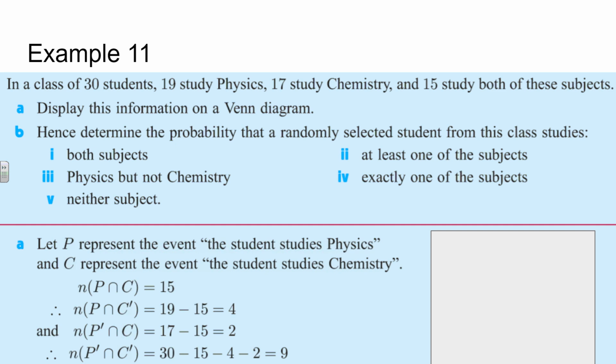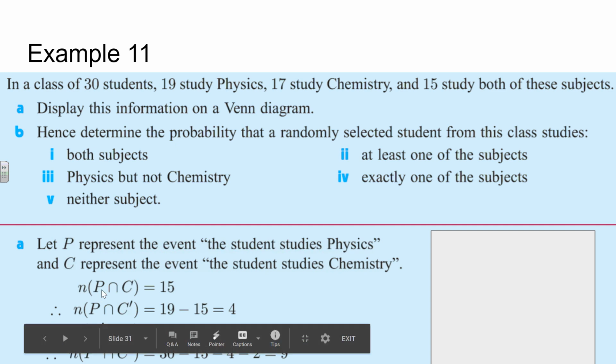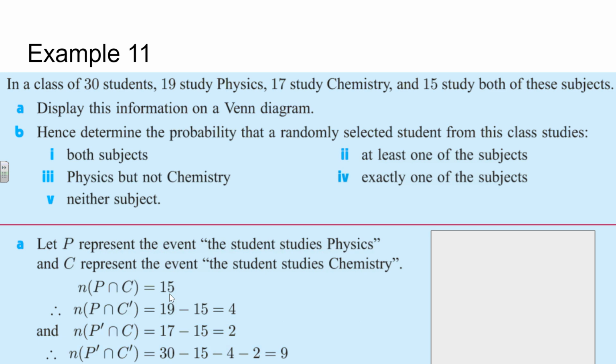So at first it says n of P intersection C. Okay, there's our notation there. P intersection C, and it says it's 15 because there are 15 who study both. Underneath that, we see the number of P and not C. Well, that means that they are in physics, but they're not in chemistry. So how am I going to figure that out? I've already counted 15 people in physics with the 15 previously mentioned. There are 19 total people who study physics. So 19 minus 15 gives me 4 that are in the P event, but not in the C event.